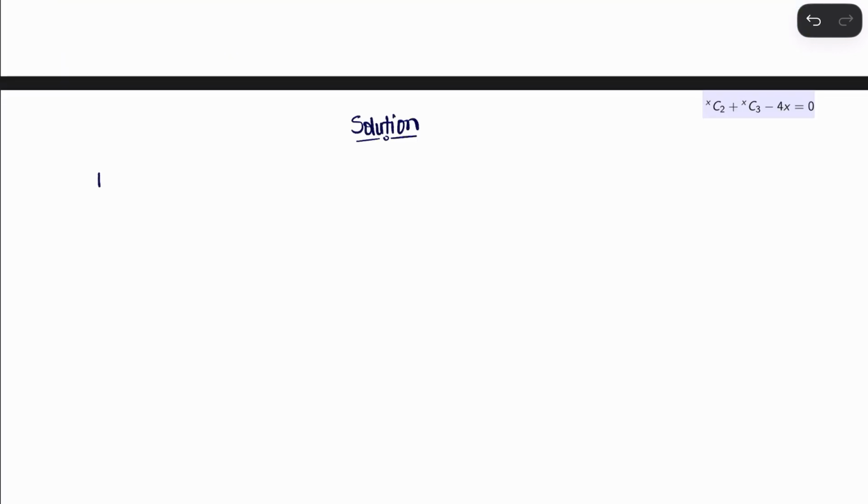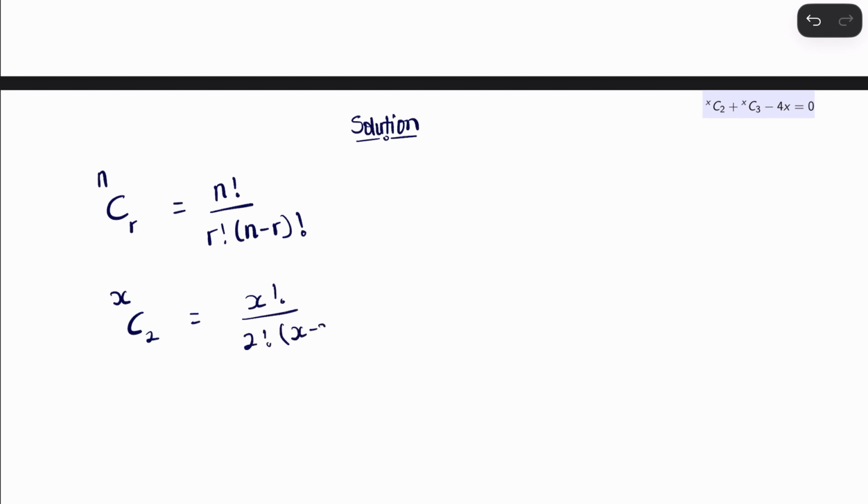Solution. Suppose we have n combination r, then this expression is equal to n factorial divided by r factorial, then n minus r all factorial, right? And so here, if we have x combination 2, then this is equal to x factorial divided by 2 factorial, then x minus 2 factorial. Likewise, x choose 3 is giving us x factorial divided by 3 factorial, then x minus 3 all factorial, right?